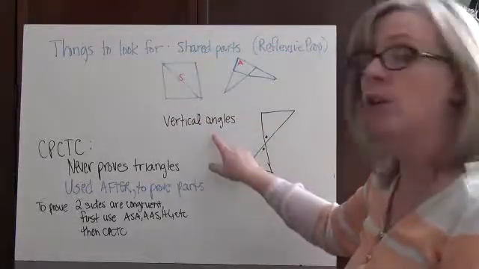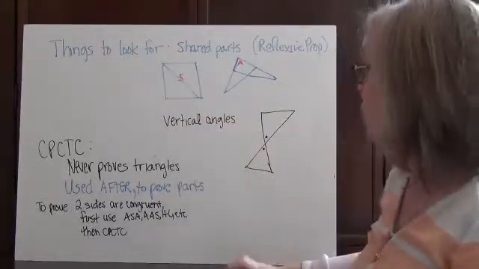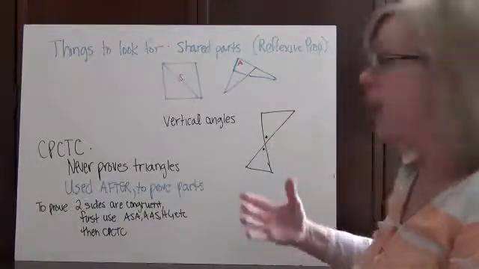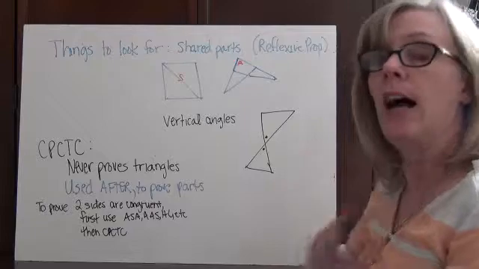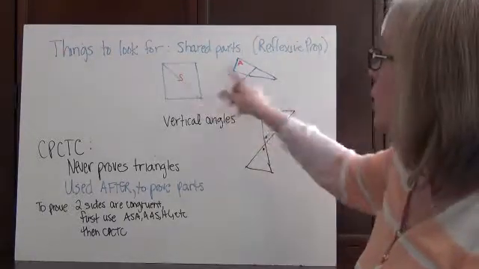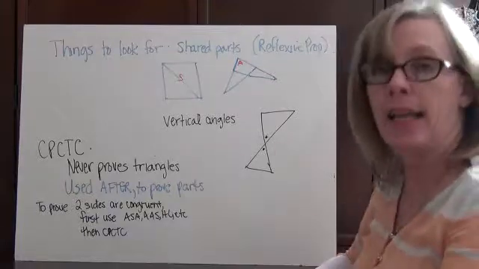The second trick to look for is vertical angles. So anytime I have the crisscrossy lines going on, they don't have to tell me those angles are congruent. I'm supposed to know they're congruent. So look for vertical angles and look for a shared part, and that'll give you that extra side or that extra angle.